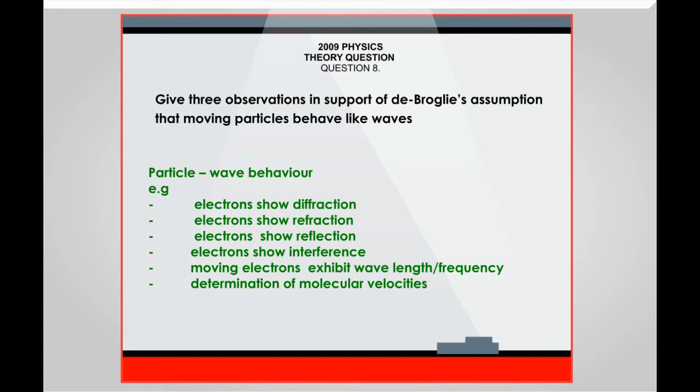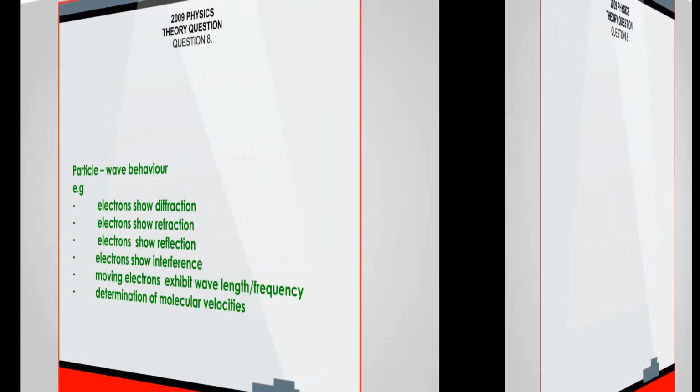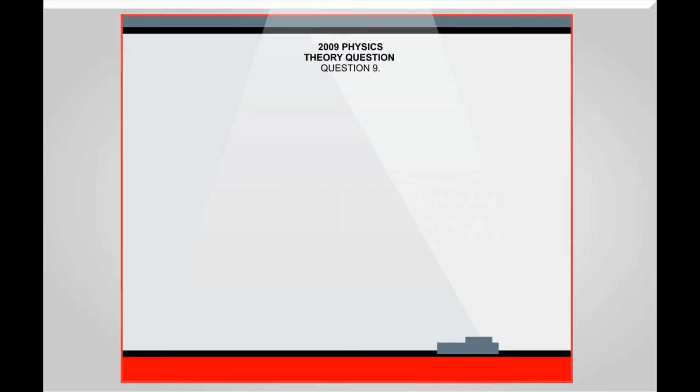Particles show wave behavior. Examples: electrons show diffraction. Electrons show refraction. Electrons show reflection. Electrons show interference. Moving electrons exhibit wavelength and frequency. Determination of molecular velocities.